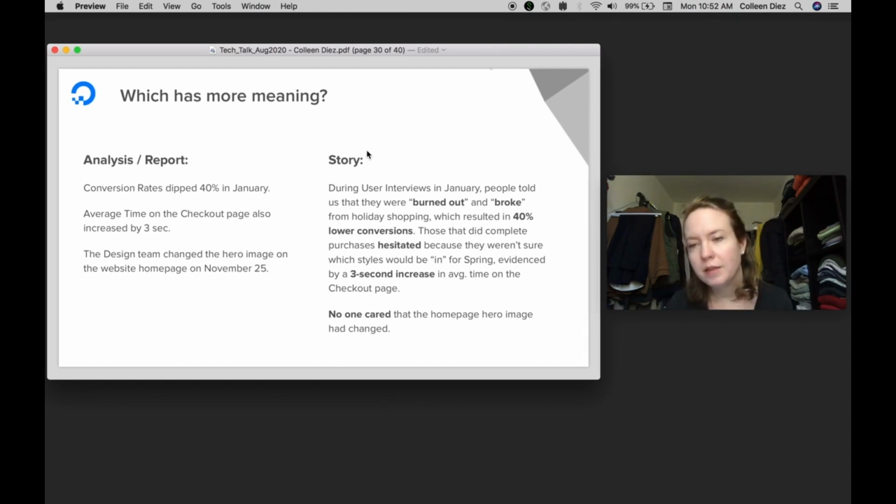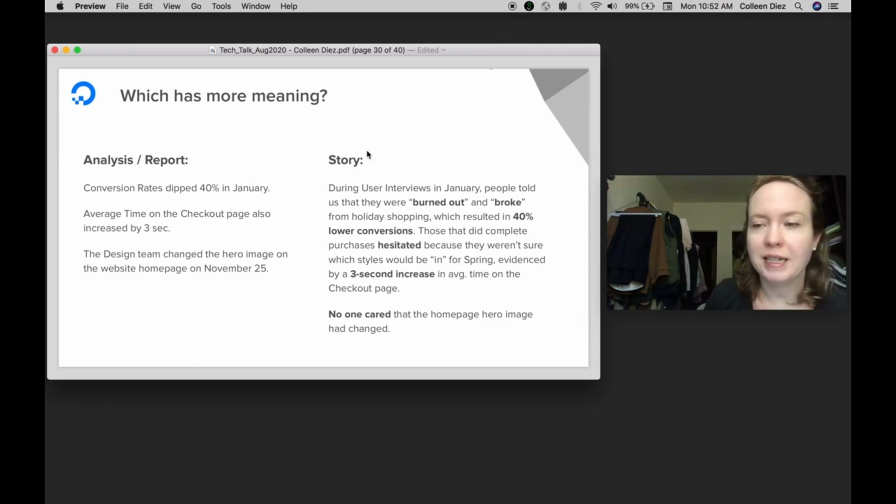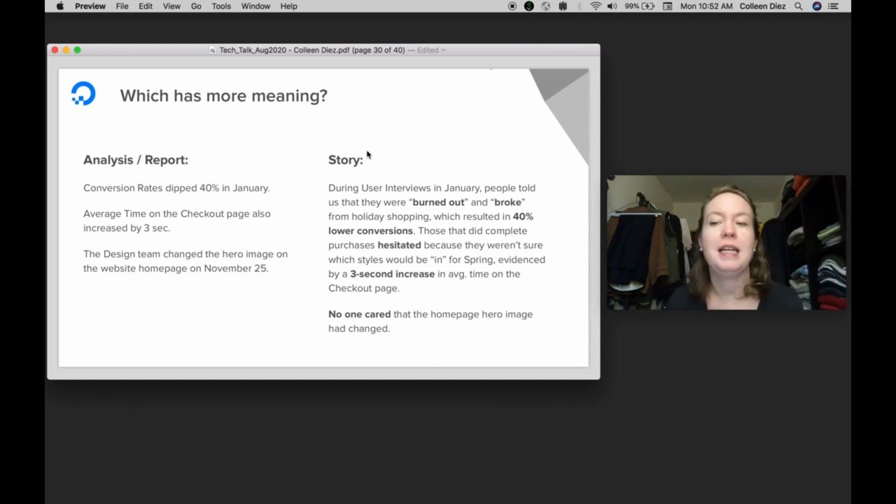So if we think about this a little differently, on the left here we have an example of an analysis report that you might see, based on some engagement metrics or web analytics. There are three parts here. One, let's say conversion rates dipped 40% in January. Two, the average time on the checkout page also increased by 3 seconds. Three, let's say the design team changed the hero image on the website homepage on November 25th.